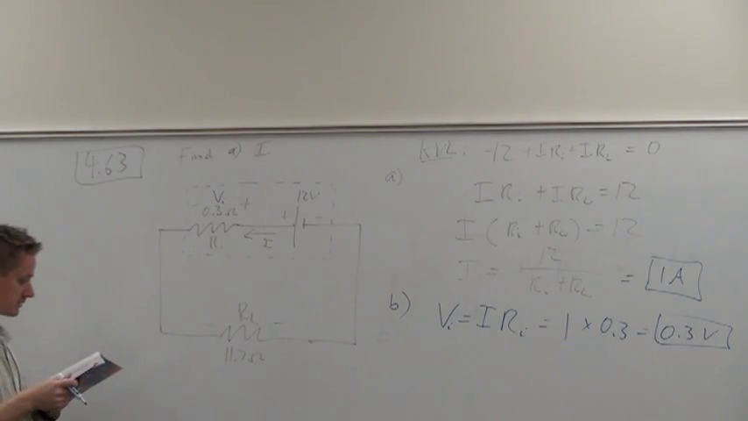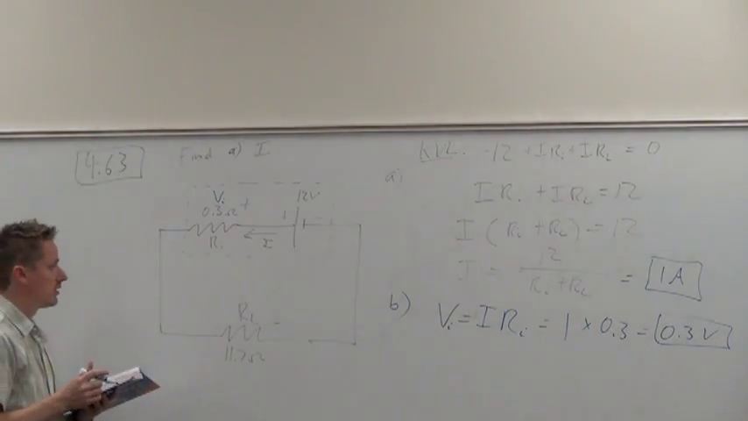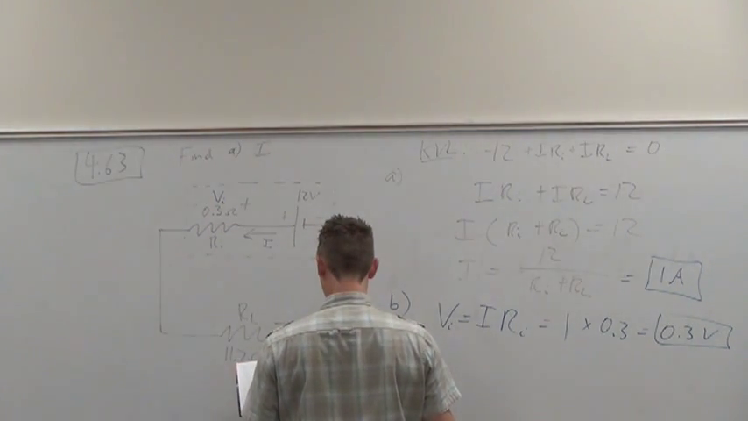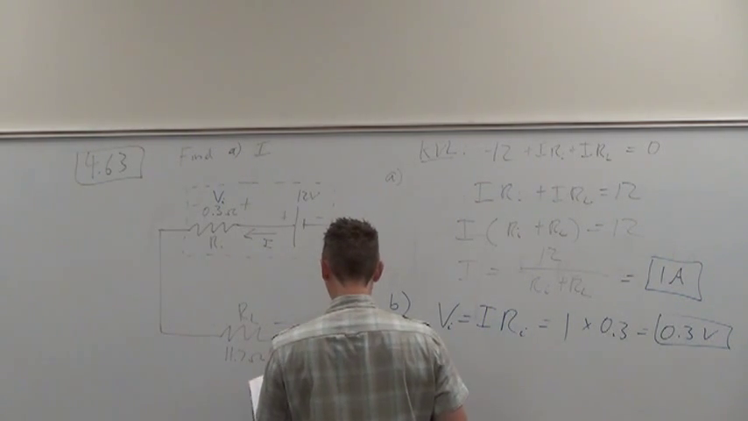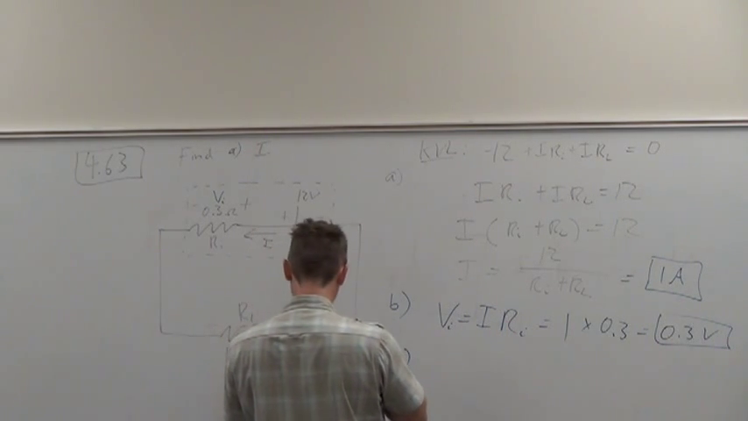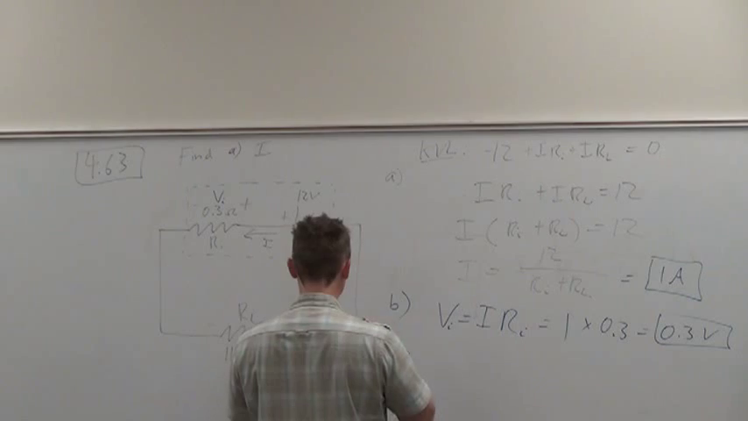Now, the C, the power dissipated by the load. Okay, C. That was C. C is the terminal voltage of the battery. Oh, I'm sorry. I went to the wrong one. C. I was up to 62. Yes, the terminal voltage of the battery.